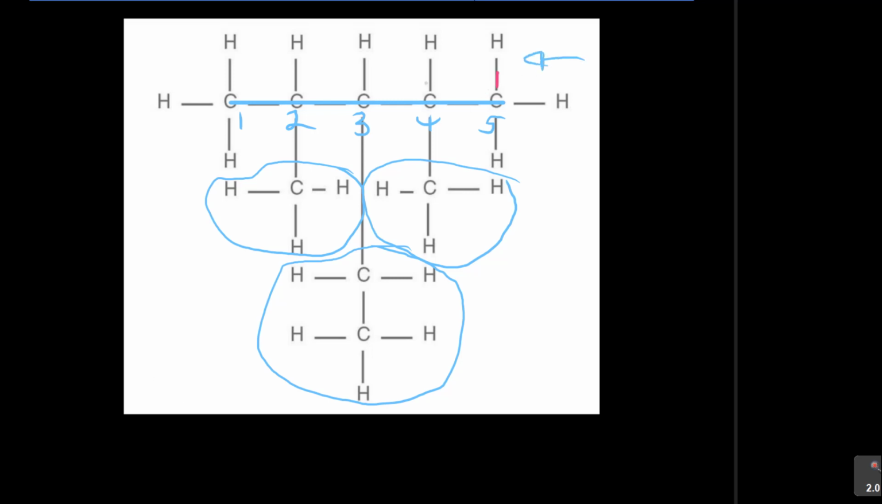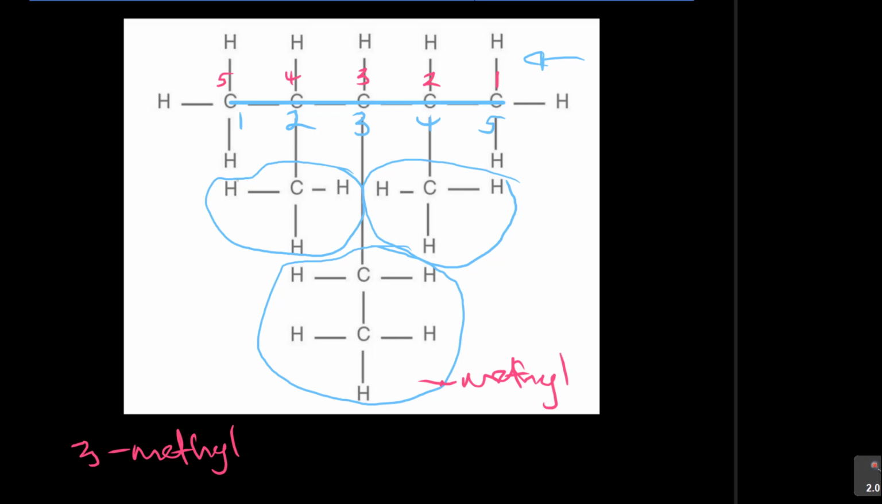It's in carbon number 1, 2, 3, 4, 5. Am I right? Now, which one is the longest? The one with methyl. Remember, this is methyl. Both of them are in carbon number 3. See that? So simply it's 3 methyl.